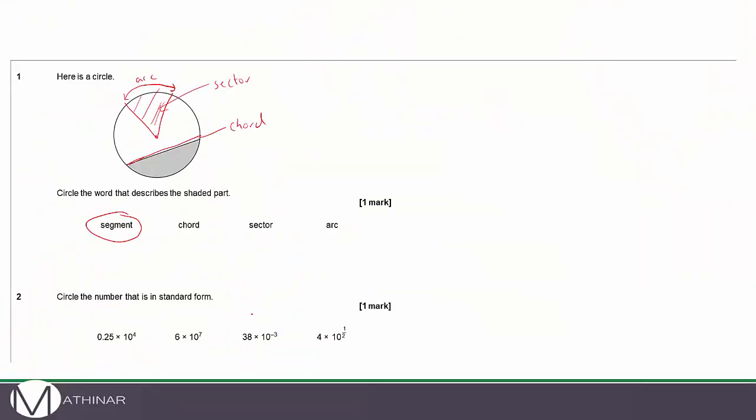Question 2. Circle the number that is in standard form. So for a number to be in standard form, it must be written in the form of a times 10 to the power of n, where a is somewhere between 1 and 10, and n is an integer. An integer is just a whole number.